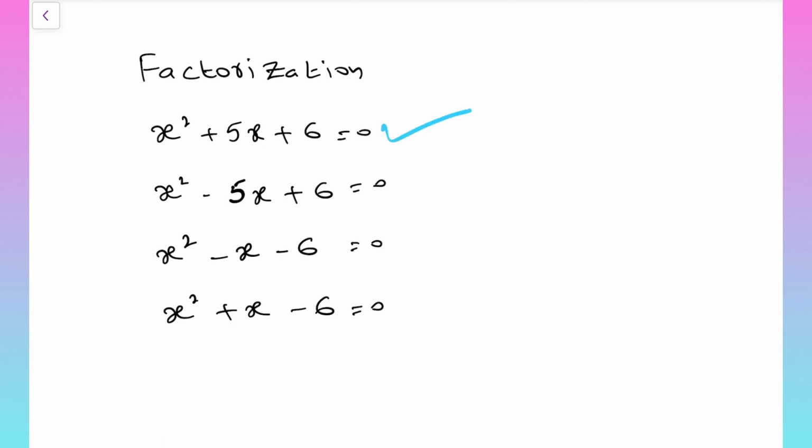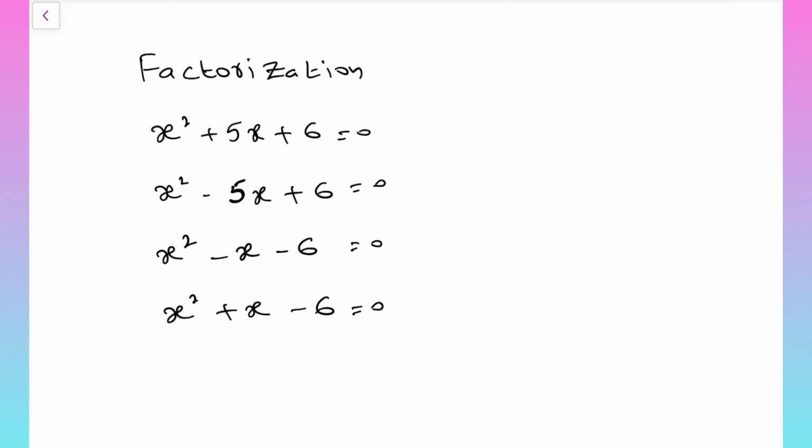The first question, all terms are positive. Second question, only the middle term is negative. Third question, second term and third term both are negatives. Fourth type, last term only is negative. Then how to solve these kinds of questions? Let us check one by one.